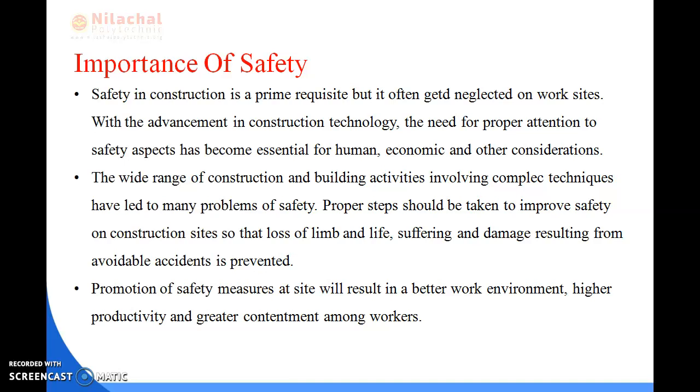The wide range of construction and building activities involving complex techniques has led to many problems of safety. Proper steps should be taken to improve safety on construction sites so that the loss of limb and life, suffering and damage resulting from avoidable accidents is prevented. Promotion of safety measures at the site will result in a better work environment, higher productivity and greater contentment among the workers. So this is all about the importance of safety.